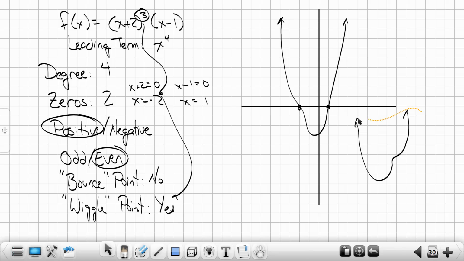Wait, why is the wiggle point on -2? Because -2 is the one that had the cube on it. Yes? Did you say there's a way to determine which way it wiggles?